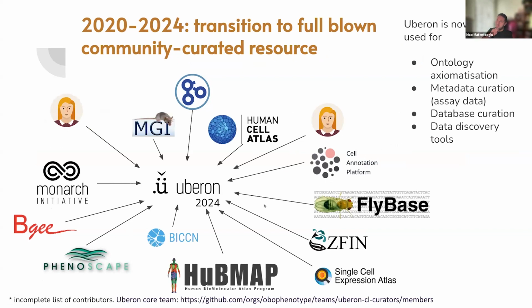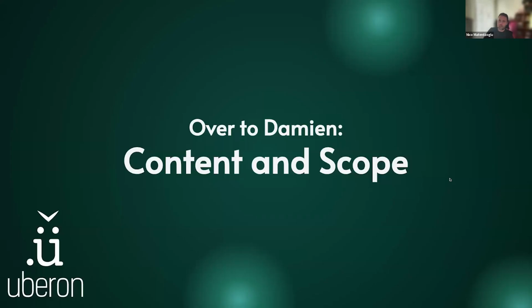And the last and the big phase is between 2020 and 2024. We have a transition to a more full-blown community resource where suddenly big groups and projects like HuBMAP, Human Cell Atlas, and all the MODs and many other projects are now becoming direct stakeholders and contributing to Uberon, making it a truly community-driven resource, now being used for all these use cases I said before, plus many more like data discovery, which we will see some examples of later.